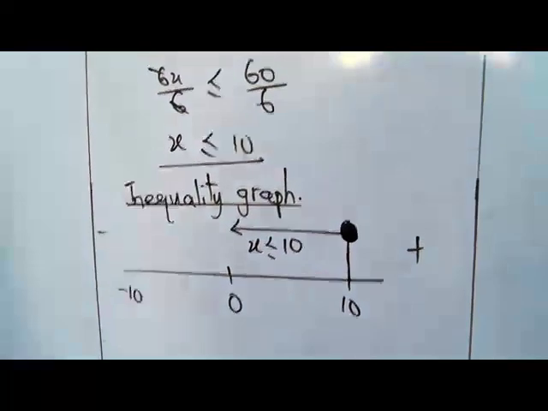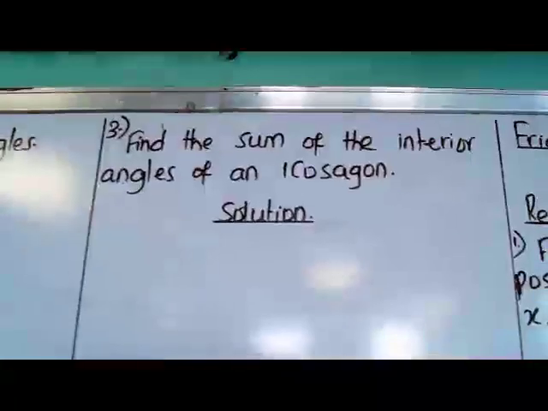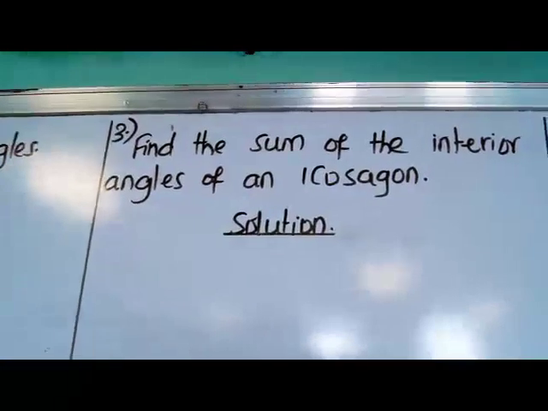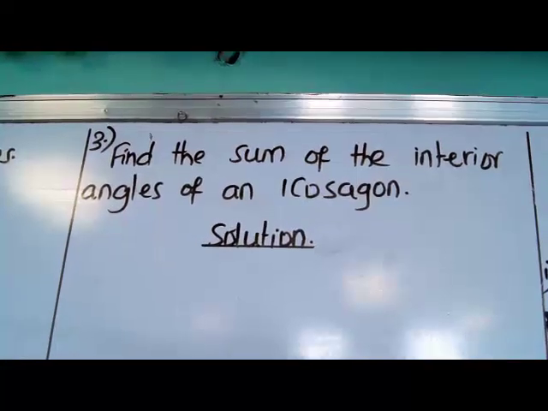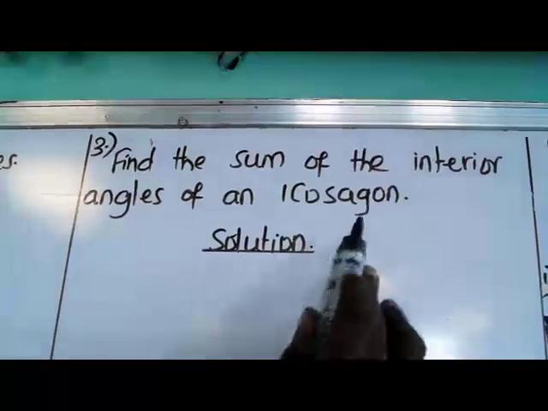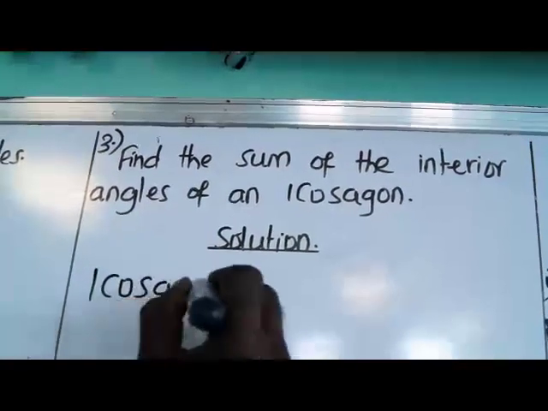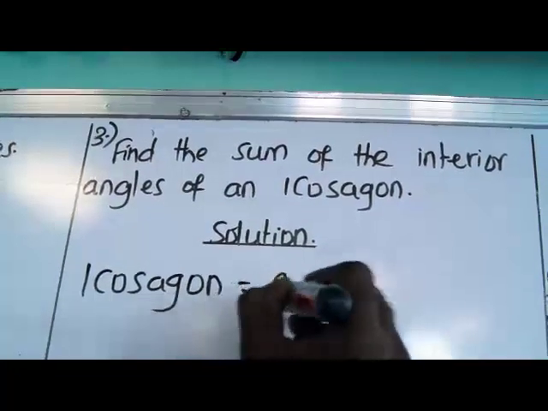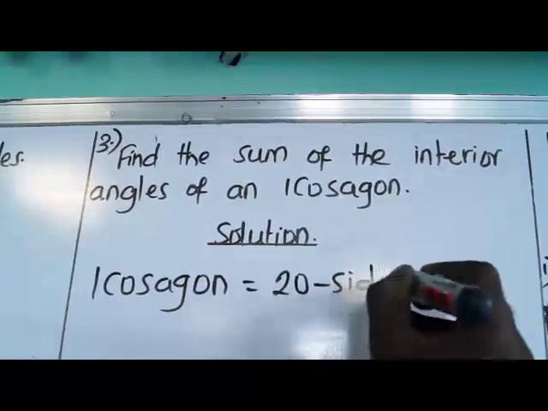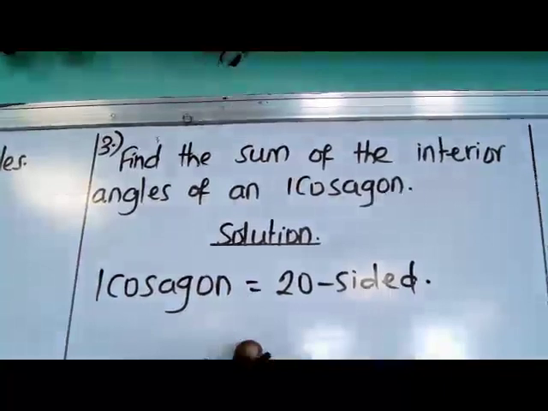So we go to question 3. Question 3 is taking our mind back to polygon. If you remember what we taught you in polygon, we taught you so many things. But this time around we're finding the sum of the interior angles of an icosagon. So the question that comes to your mind is, what is an icosagon? An icosagon is a 20-sided polygon. If you check your notes, you see all this there.